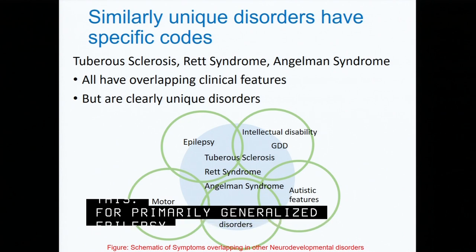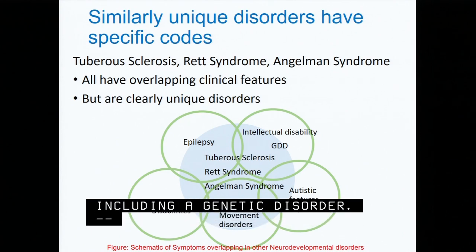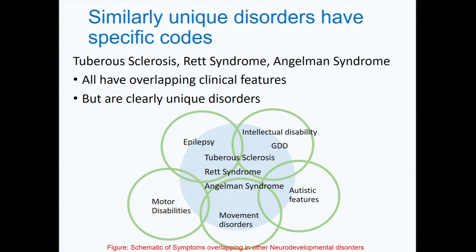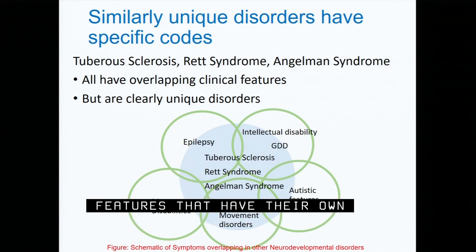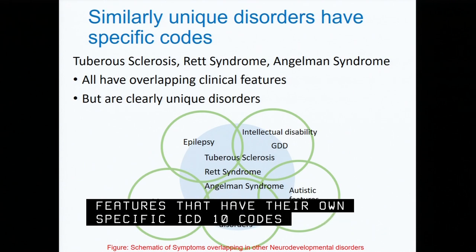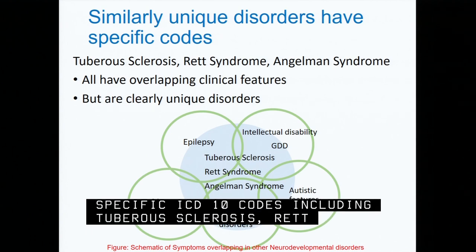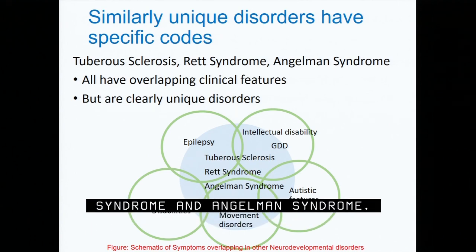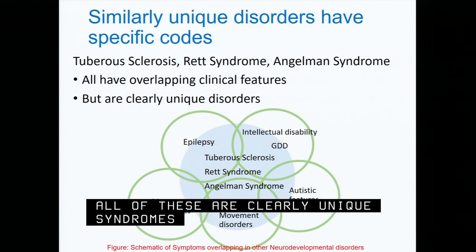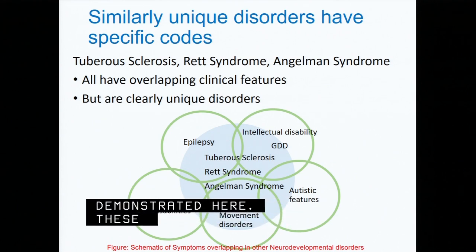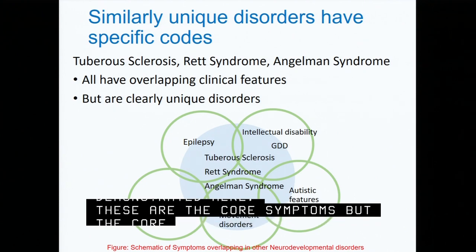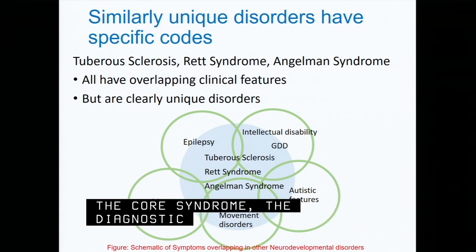And while CDD has these unique features, there are other similar disorders that have their own specific ICD-10 codes, including tuberous sclerosis, Rett syndrome, and Angelman syndrome. All these have overlapping clinical features just as CDD does, but all of these are clearly unique syndromes, as is CDD. This is demonstrated here by tuberous sclerosis, Rett, or Angelman as the core syndrome, the diagnostic syndrome, with all these other symptoms that can be independently coded, but they really are all a unique disorder, as is CDD.